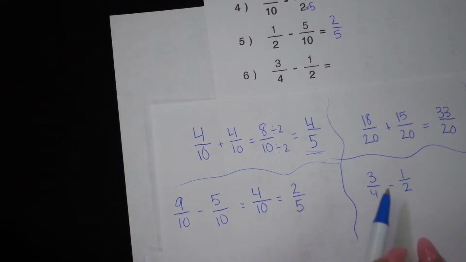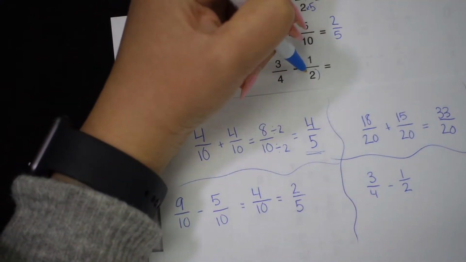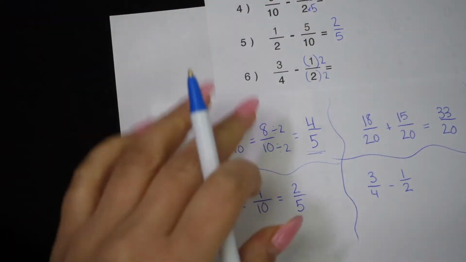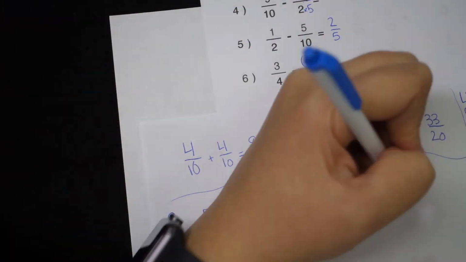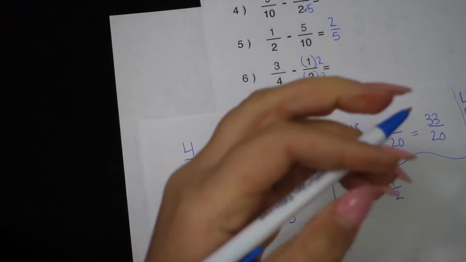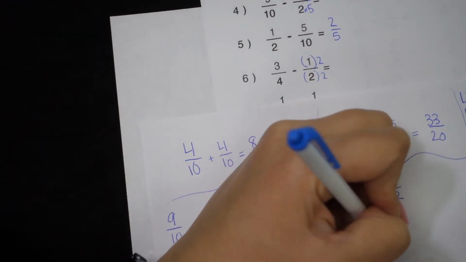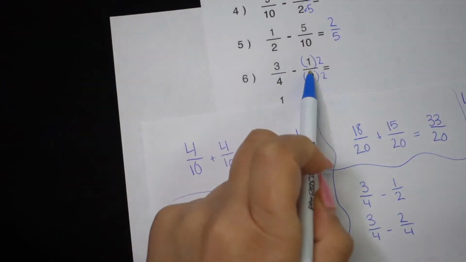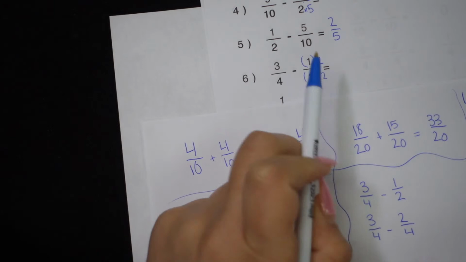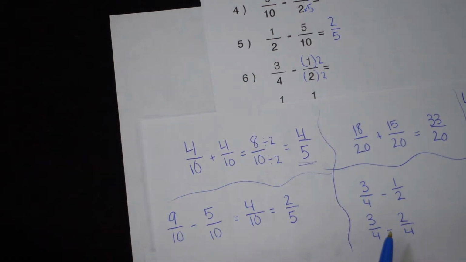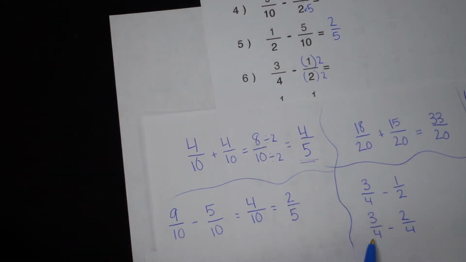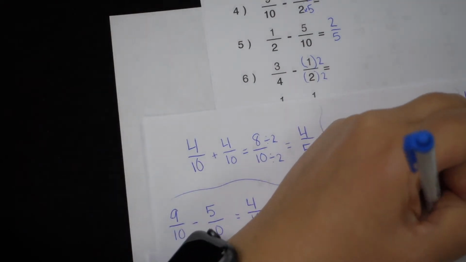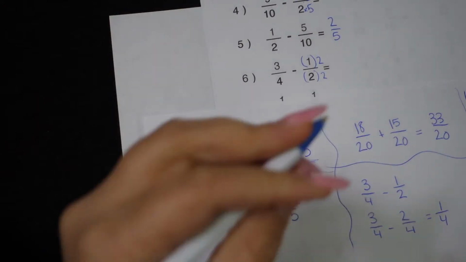It is 4, right? So we can just multiply this side by 2 and this side by 2 to get 3/4. So when we rewrite this out, it'll be 3/4 minus 2/4, right? Because 1 times 2 is 2 and 2 times 2 is 4. So now our new fractions are 3/4 minus 2/4, and this gives us a value of 1/4, because 3 minus 2 is 1.